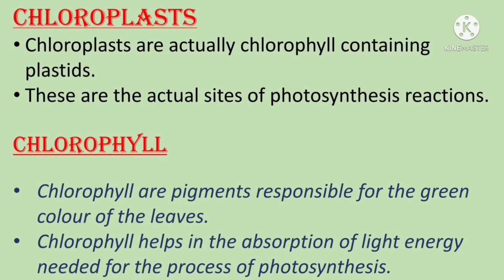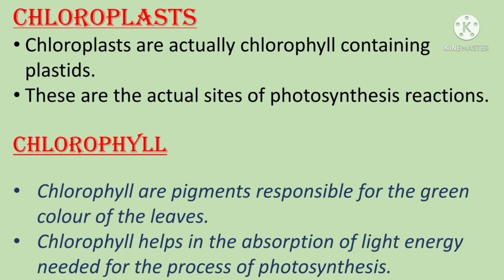Chloroplasts are plastids, and as these plastids contain chlorophyll, they are called chloroplasts. And chloroplasts, my dear students, are the very site of photosynthetic reactions. What are chlorophylls? Chlorophylls are simply pigments that are responsible for the green color of the leaf.